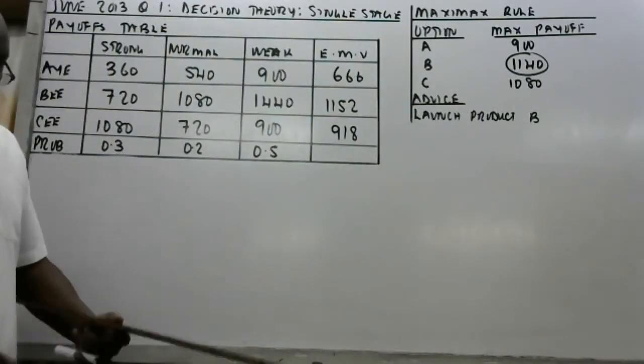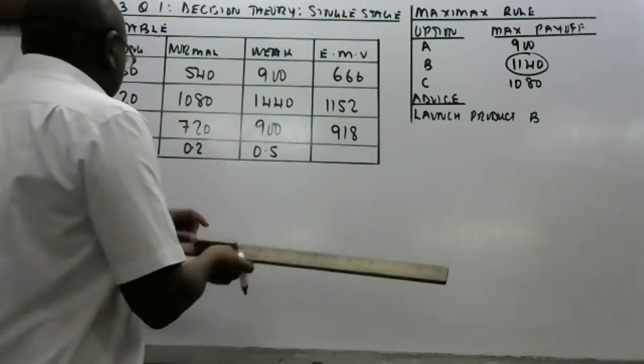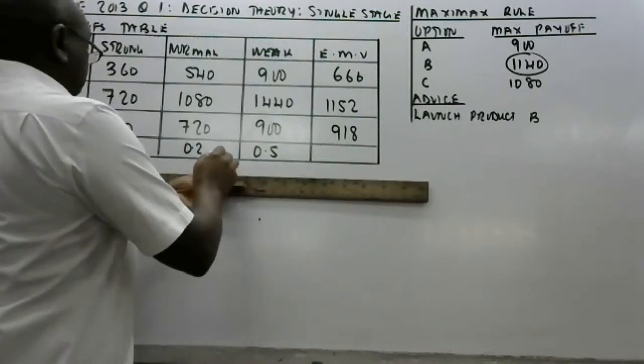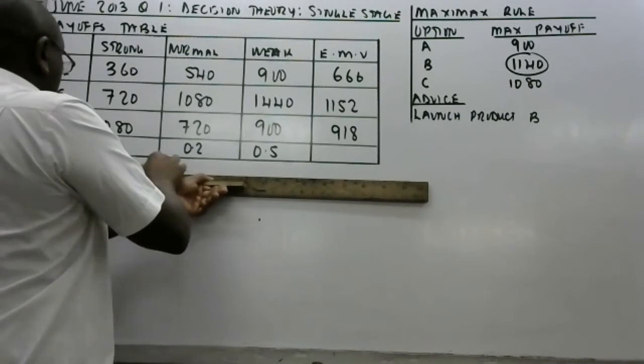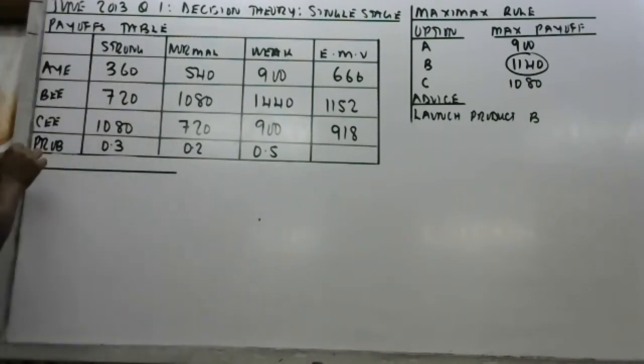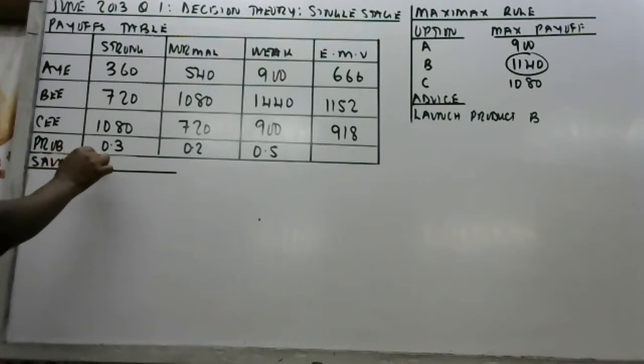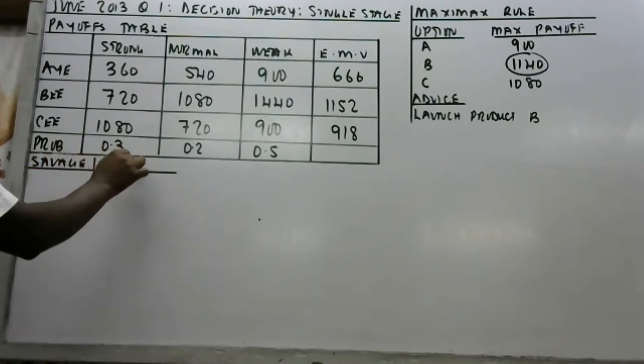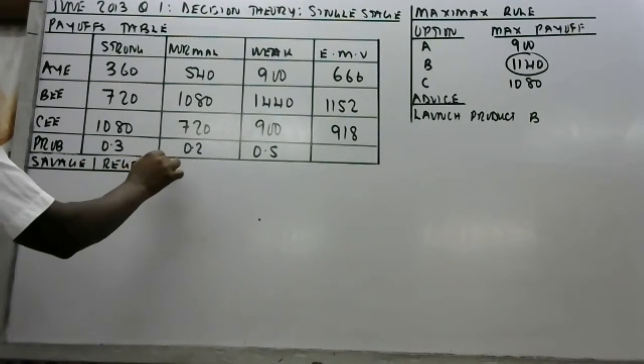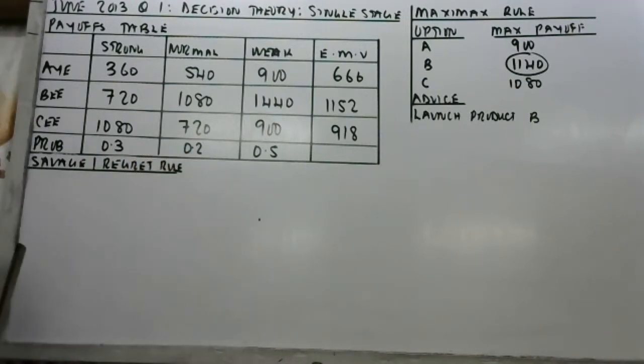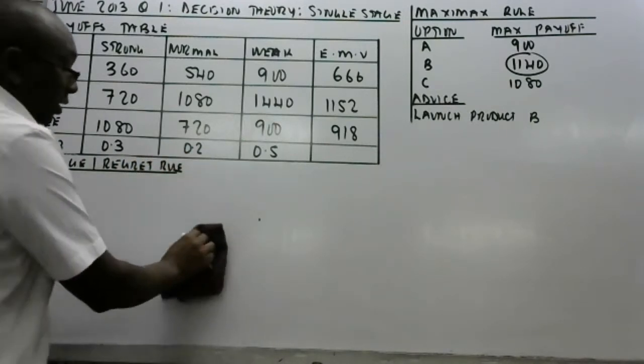The next one is the Savage rule. It's called Savage. Some people call it the regret rule. Savage or regret rule.